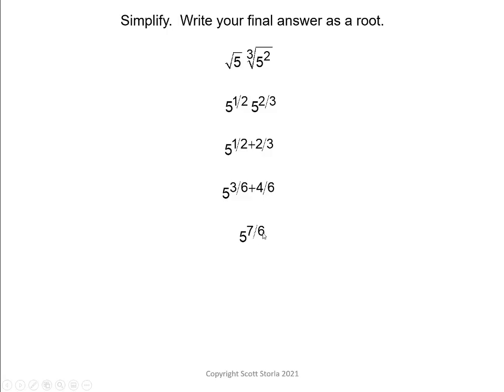That adds to 7/6, and then we usually write our final answers as a root, so we go back to roots, and this is going to be the 6th root of 5 to the 7th. Last, I notice if I divide 6 into 7, one factor of 5 will get out, and one factor will remain inside, since when I divide 6 into 7, I get a remainder of 1.